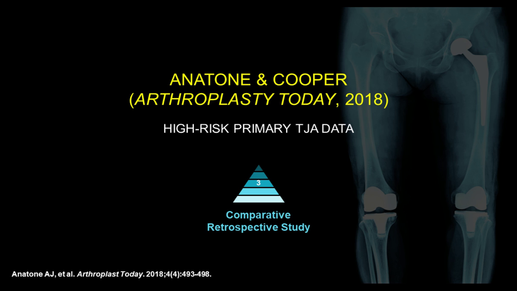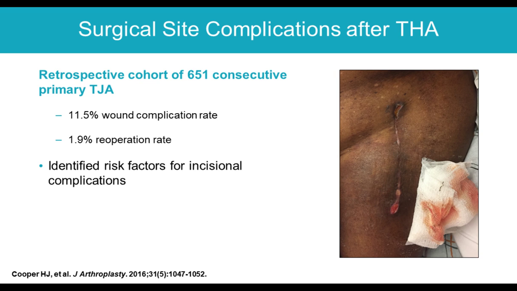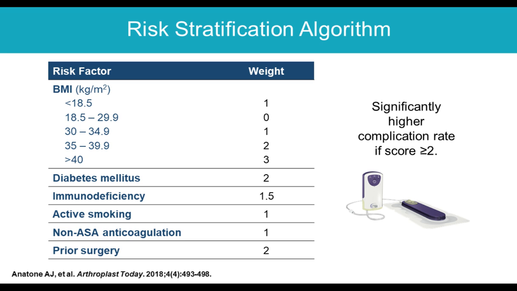We looked at this in 2018, and we found that when we started using this in our practice in primary patients, we were able to risk stratify. We really wanted to look at patients specifically who were at a higher risk of these kinds of complications. So which of these risk factors made a difference? We went back to our historical study and specifically tried to isolate which patient comorbidities correlated with wound complication rates.